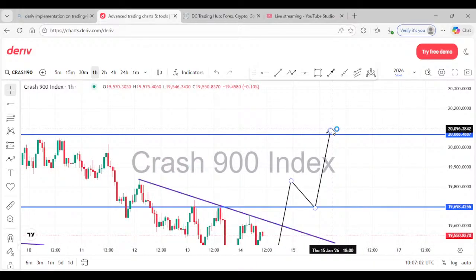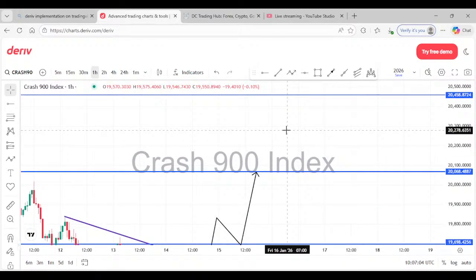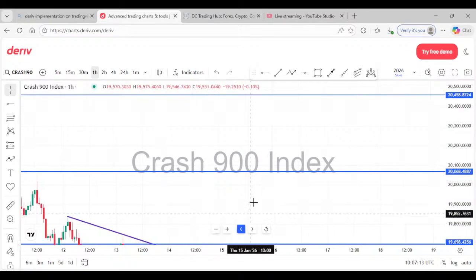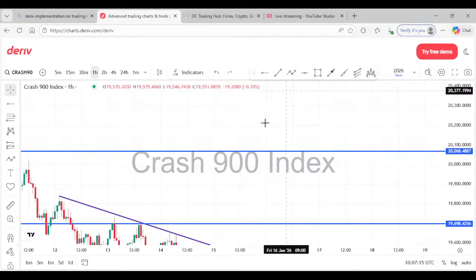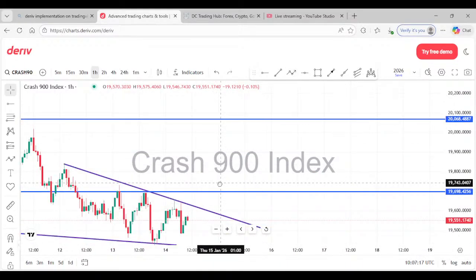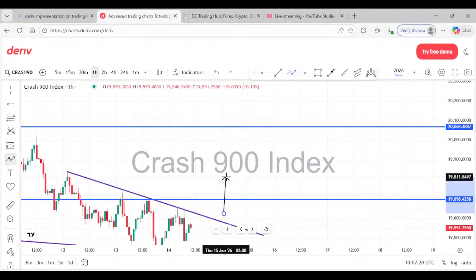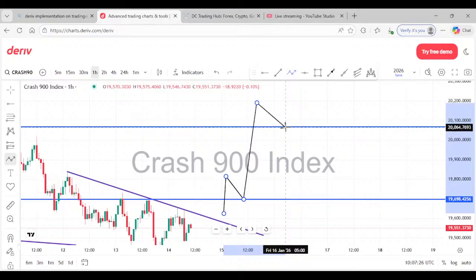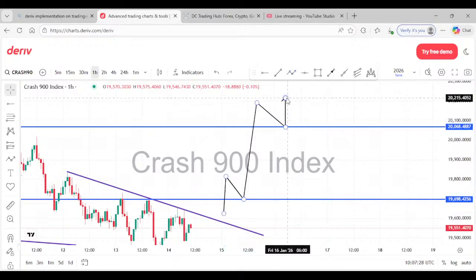So our first target will be here, which is 20,868. Then the next after that we'll target this particular level. There's a possibility that once price reaches this level, price will probably retest after breaking this level. Then it will retest, target this level, then probably break it and retest and go to the next level. So that's what we are anticipating here.